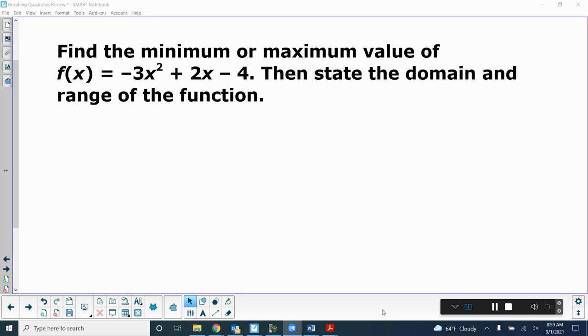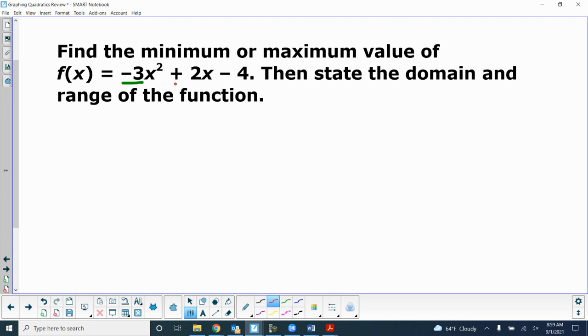All right, so is it a min or a max? Why? It opens down. Why does it open down? A is negative. Remember, this is our A. That's our B. And that's our C. Right? So it opens down. That means it's a max. We're going to figure out what the max is.